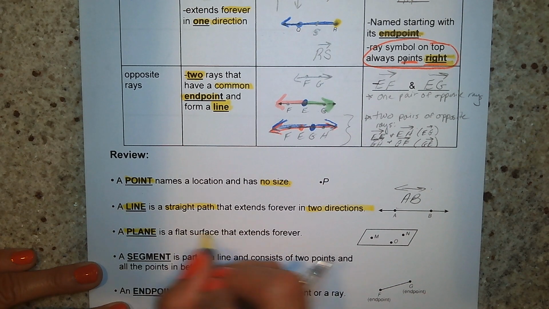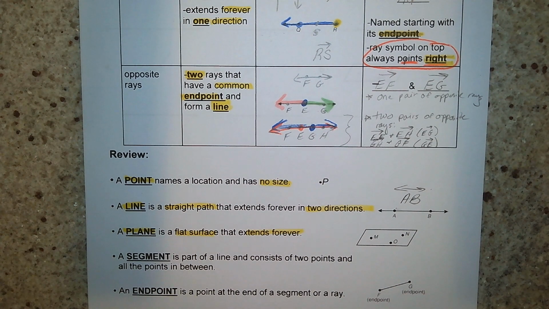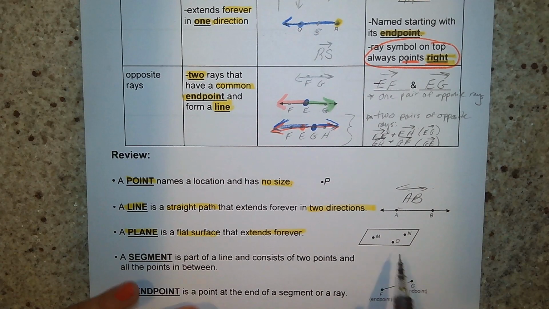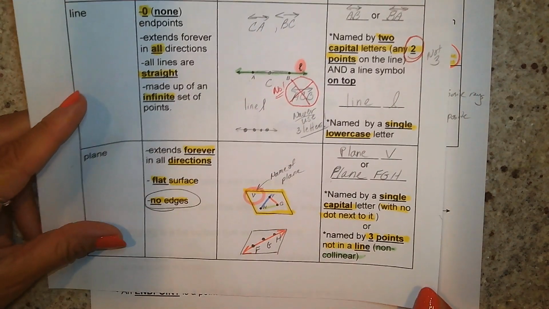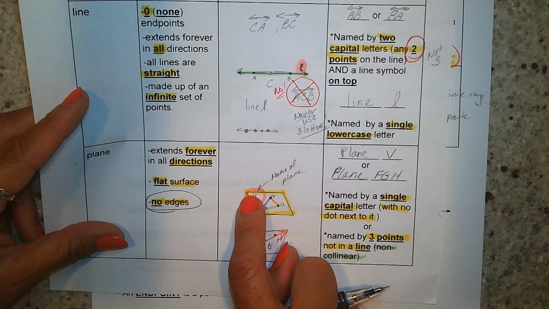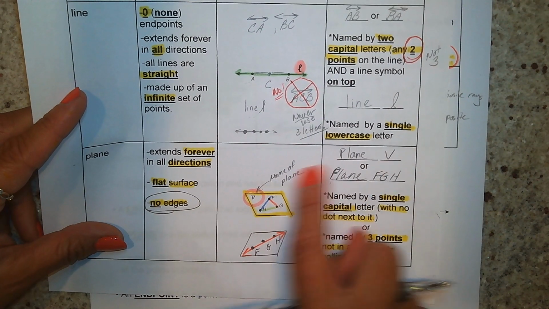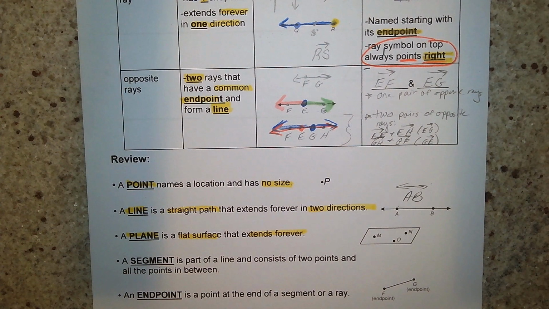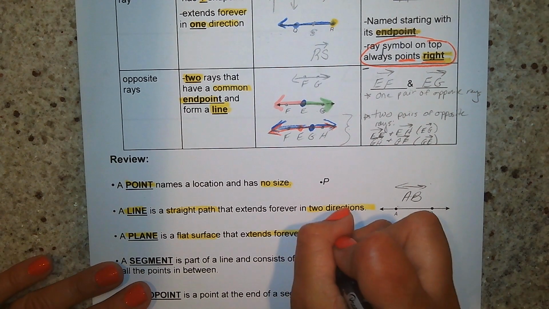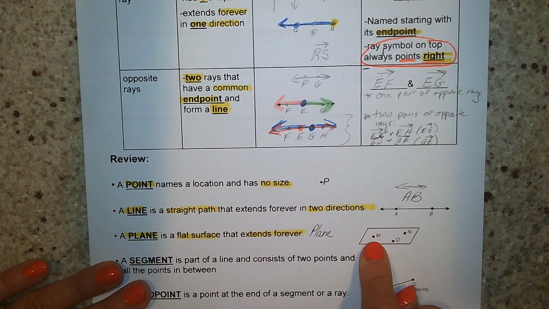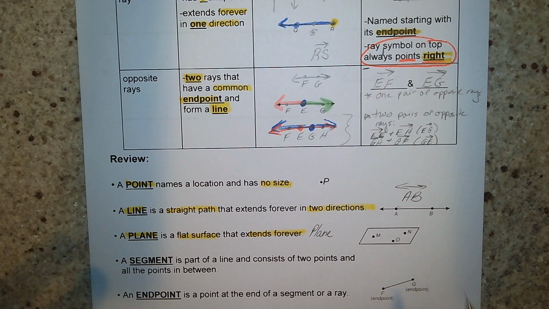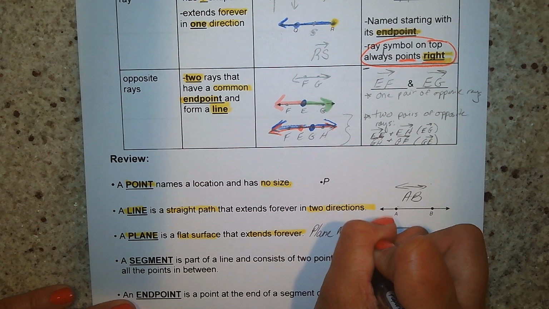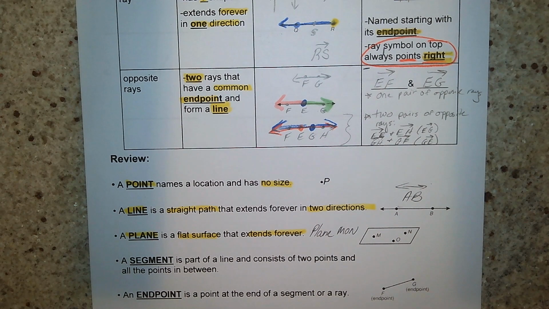Planes are flat surfaces that extend forever in all directions. In this particular case, we have no single capital letter without a dot. Remember from the previous page that if you have a single capital letter with no dot next to it, you can call it by that name, like plane V. But here there's no single letter, so we have to name the plane with three points that are not in a line. M, O, and N are not in a line, and it doesn't matter the order of the letters. You just have to pick three that are not in a line together.